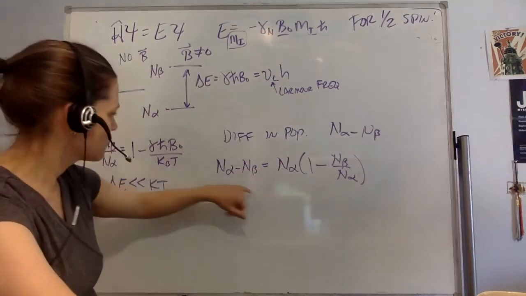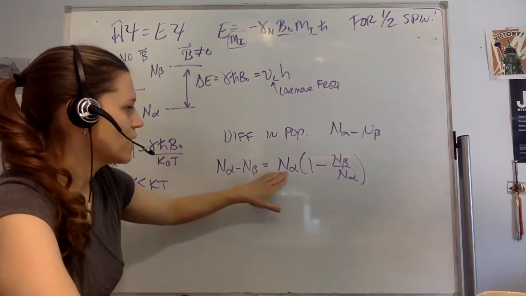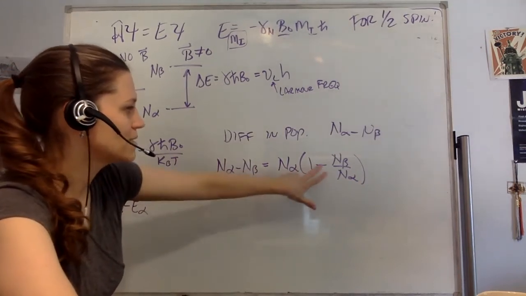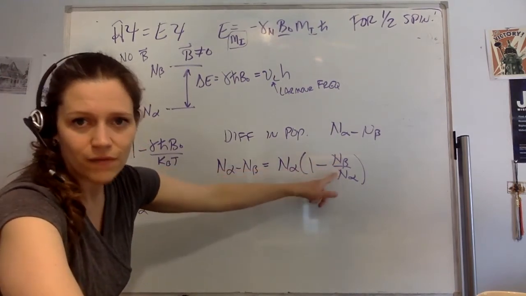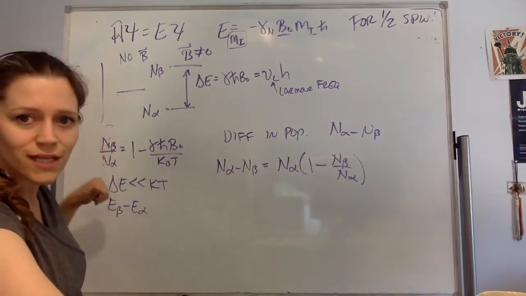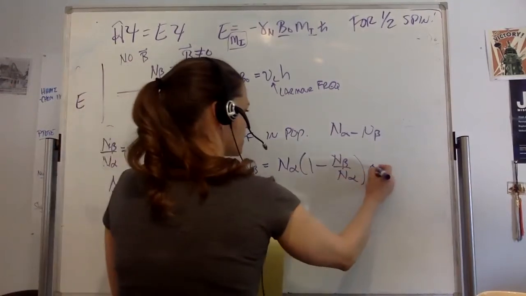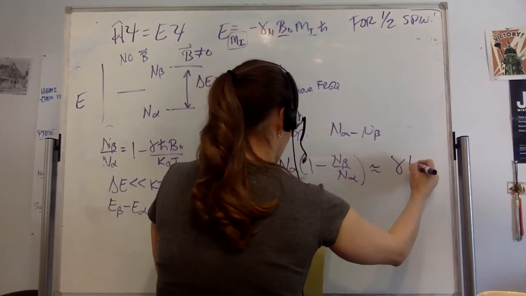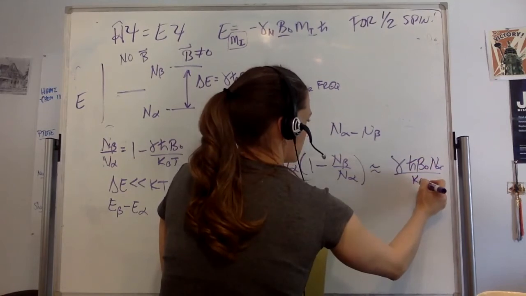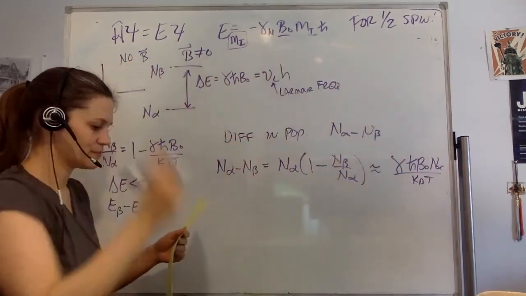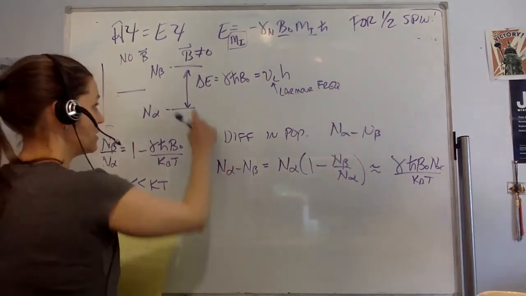Isn't that a fun little math trick? So I basically factored out an N alpha from this quantity. And so my N alpha times 1 is N alpha, minus N alpha times N beta over N alpha just gives me N beta. But check that out. I've got the N beta over N alpha ratio. I've got that ratio in terms of my delta E. So now I can say that this is approximately equal to gamma h-bar B0 N alpha per kT. Sweet. Cool. So that's my proportion difference between these two states.